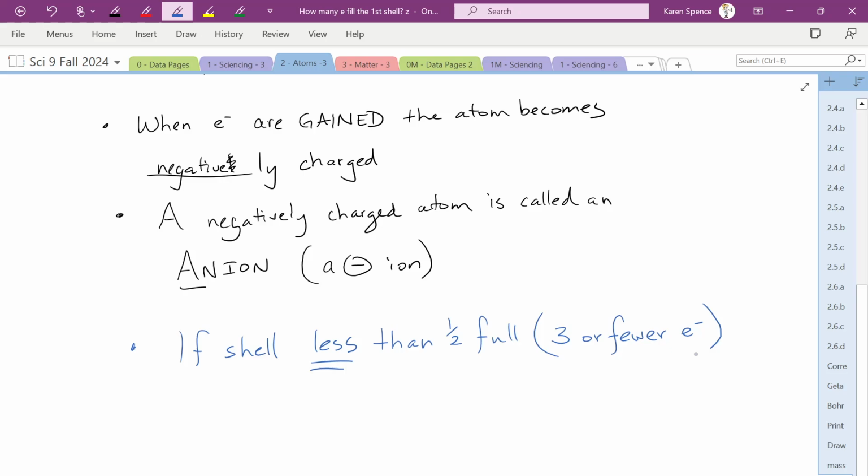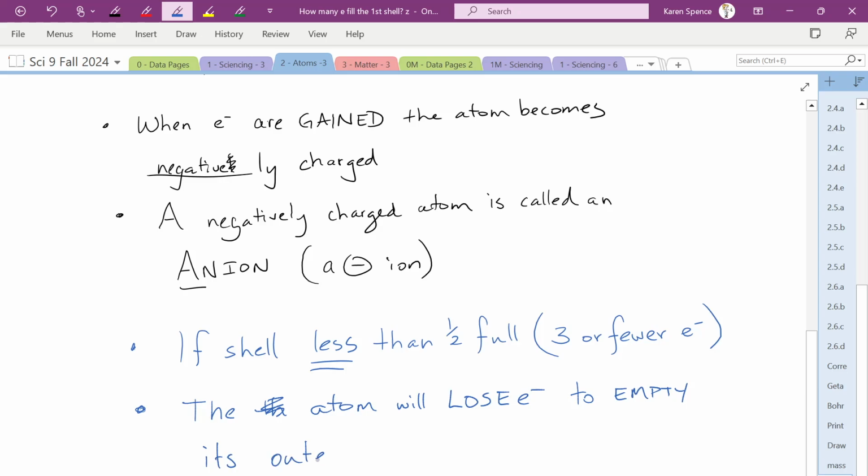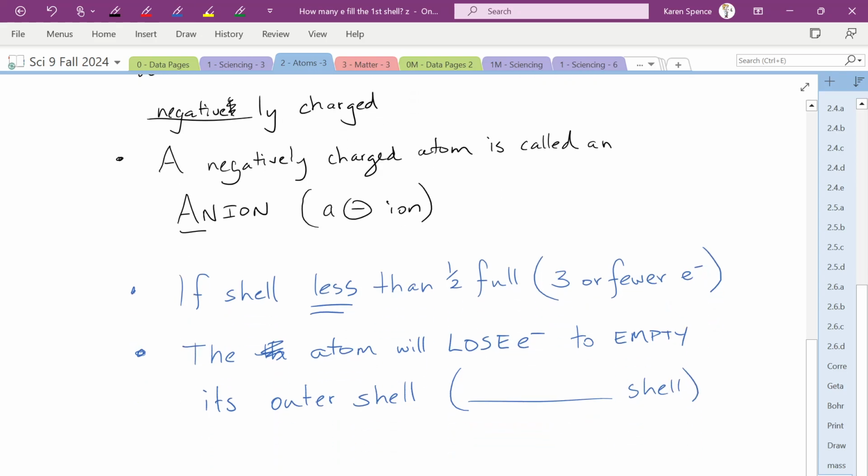Okay? So what's going to happen is the atom will lose electrons to empty its outer shell. And tell your partner what the other word for outer shell is. Starts with a V, and the word is? Valence. Nice. On fire today. The atom will lose the electrons to empty out its outer shell.